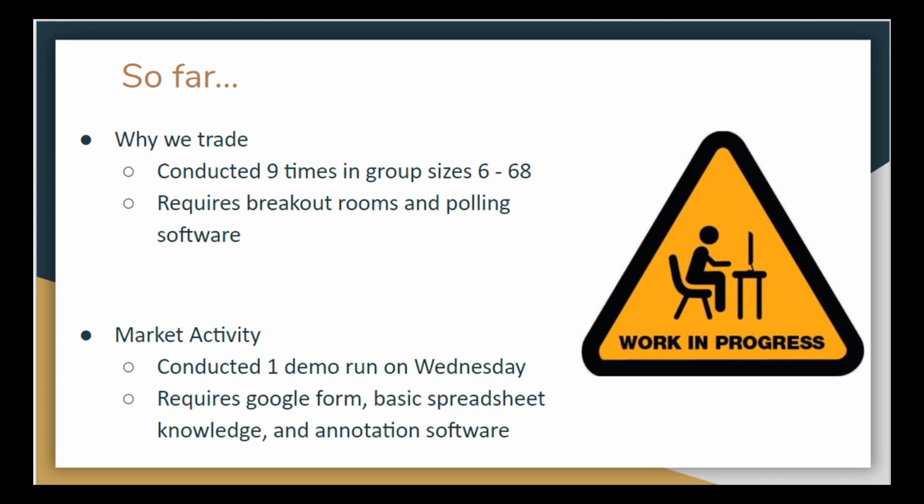For the market activity, the way that this one's going to be run, you're going to need a Google form, some kind of basic spreadsheet. Like Google Forms will export to a spreadsheet. If you used something else, like a Poll Everywhere or a Socrative or something like that, you would have to, I think, download it to an Excel sheet and then go from there. And then the way I did my graphing, you need some kind of annotation software, whatever your favorite version of that is.